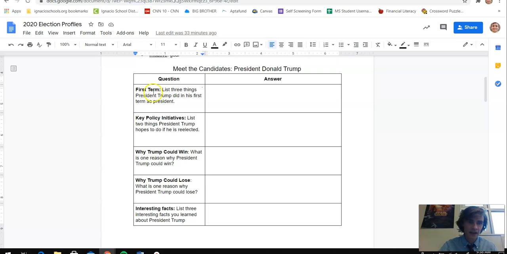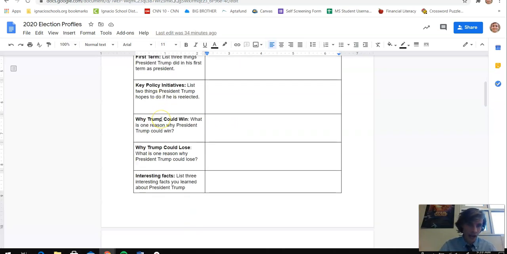So as you read the headings under President Trump, you'll see that the first term is the first heading, and then there's a couple paragraphs about things that President Trump did during his first term. You would answer this question here and list 3 things that he did according to the article. Then you would go to the next heading that says key policy initiatives. Here you would list 2 things that he hopes to do if he is reelected. And then you would follow through with how he could win or how he could lose. At the end, what are 3 facts you learned about President Trump that are beyond this?